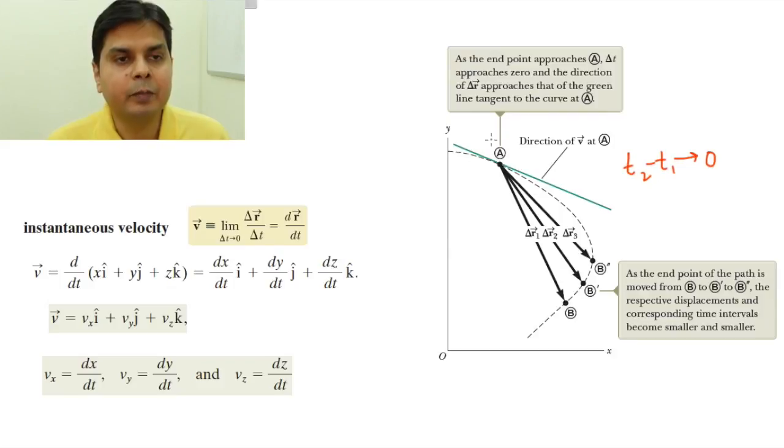that point A. So at the end, as the end point approaches A, delta t approaches 0 and the direction of delta r approaches that of the green line tangent to the curve at A. So this green line gives me the instantaneous velocity at A.